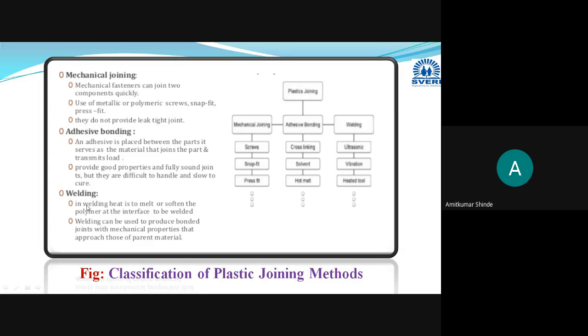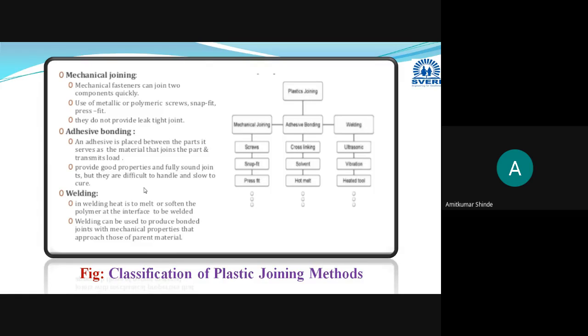And then the third is welding. Now, in this welding of the plastics, we are going to use heat. With the help of heat, that material is melted or softened, and after that, with the use of some pressure, it is joined. That process will be termed as the welding of the plastics.